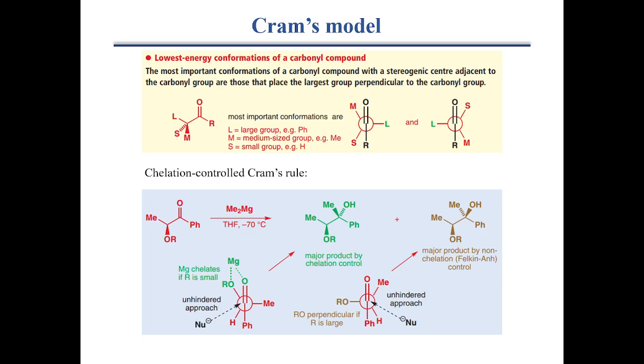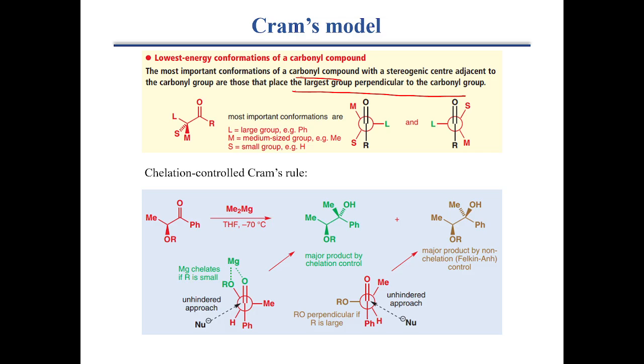So if you consider the stereochemistry of any kind of methyl lithium or methyl magnesium bromide attack product, that can be concluded by Cram's model. We all know that. So what happened in this model? The most important conformation of carbonyl compounds with a stereogenic center adjacent to the carbonyl group is the one that places the largest group perpendicular to the carbonyl group.